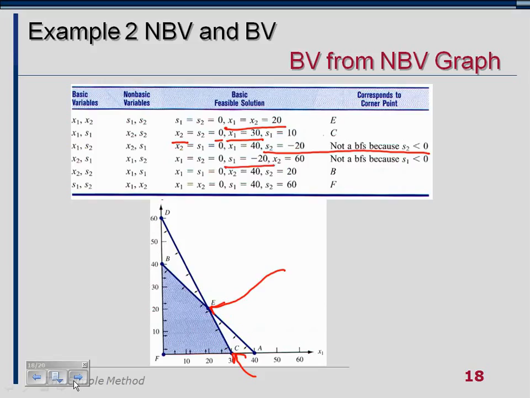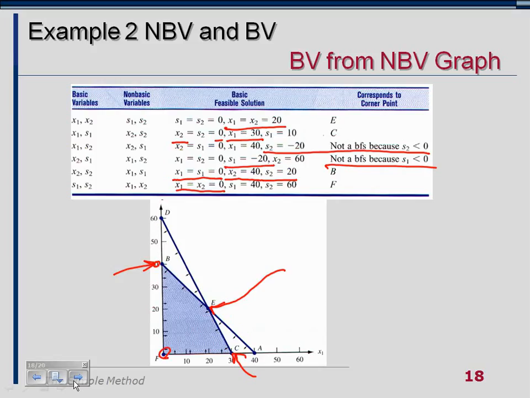All right, let's say, well, how about when x1 and s2 are equal to 0, x2 and s1 are equal to 40 and 20. So x1 is equal to 0, x2 is equal to 40. Huh, point B. All right, x1, x2 both equal to 0 down here in the origin, point F.